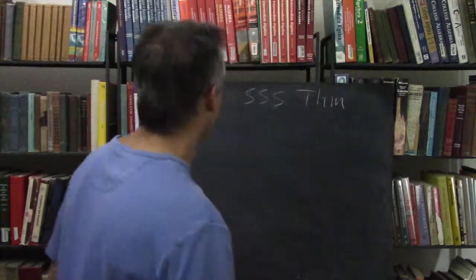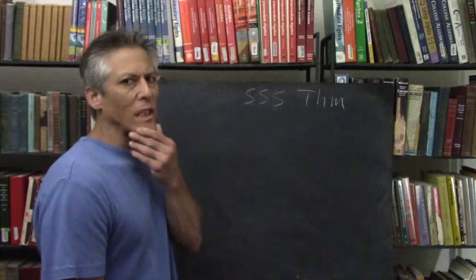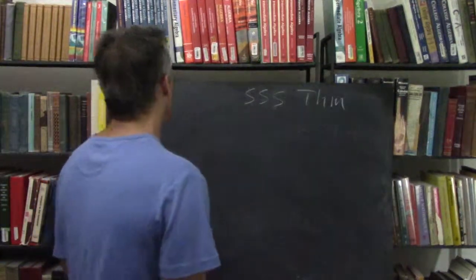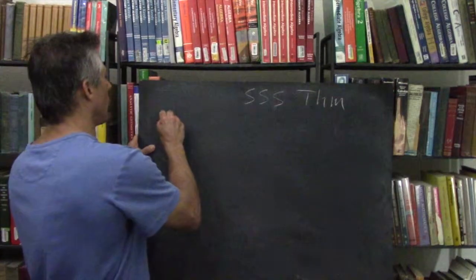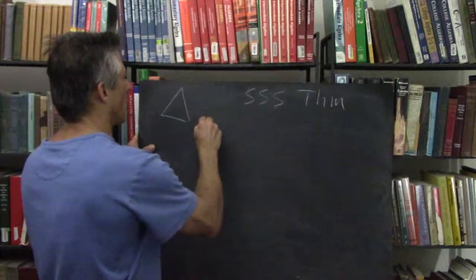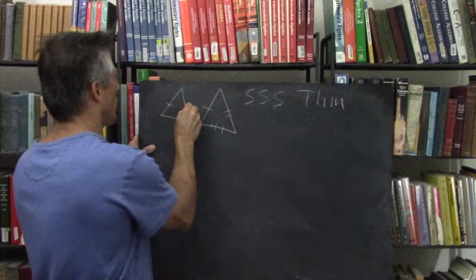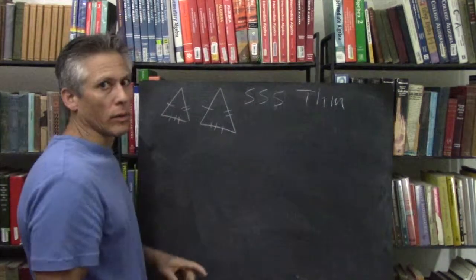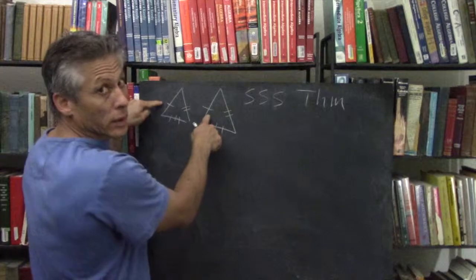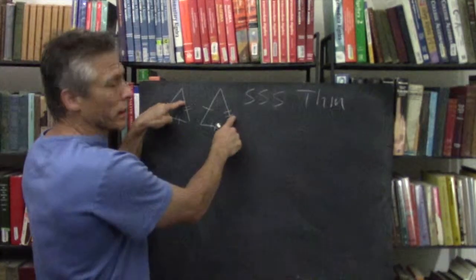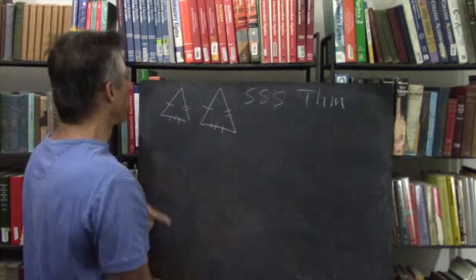Okay, so we've done the angle-side-angle theorem and the side-angle-side theorem. Now we're going to do the side-side-side theorem. We're going to do it as a theorem instead of a postulate. So this time we've got two triangles. This pair is the same, this pair is the same, and this pair is the same.